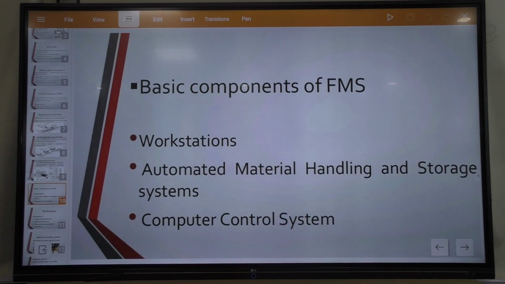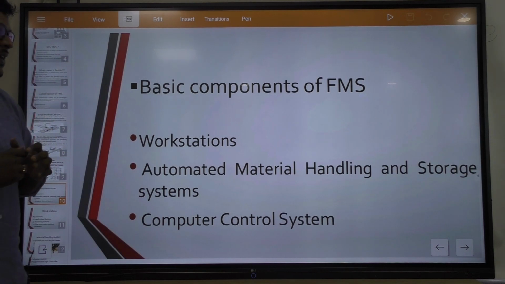Basic components of FMS. Now what are the basic components? By the help of them we can do this flexible manufacturing system. We can send our respective tools or workpiece to our desired workstation. The components are workstations, automated material handling and storage system, and third is the computer control system. Workstations means, whatever tools, say I require a face mill cutter, I do not want to search for it here and there. I can directly put it in the system, in the cell, and at the time I require it, I can directly call it by the help of this flexible manufacturing system.